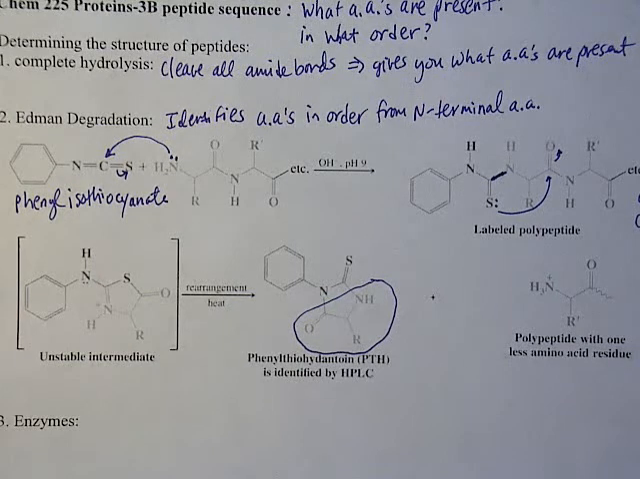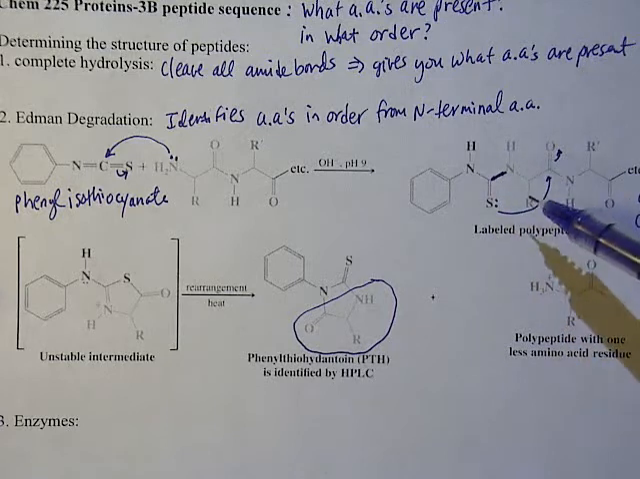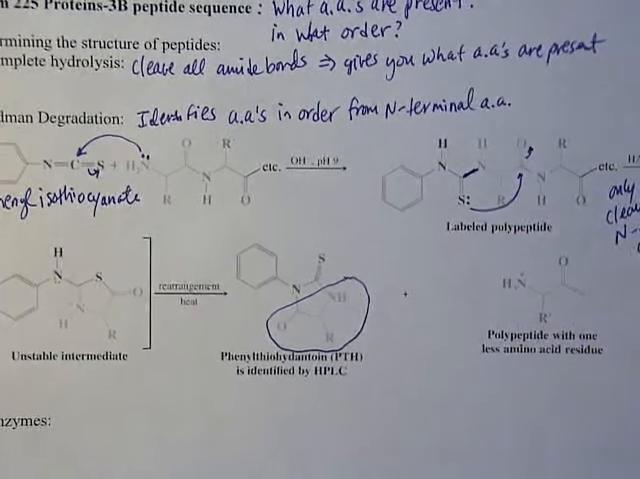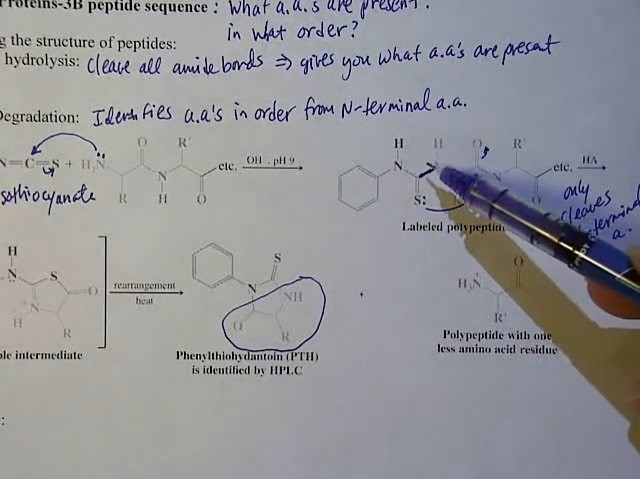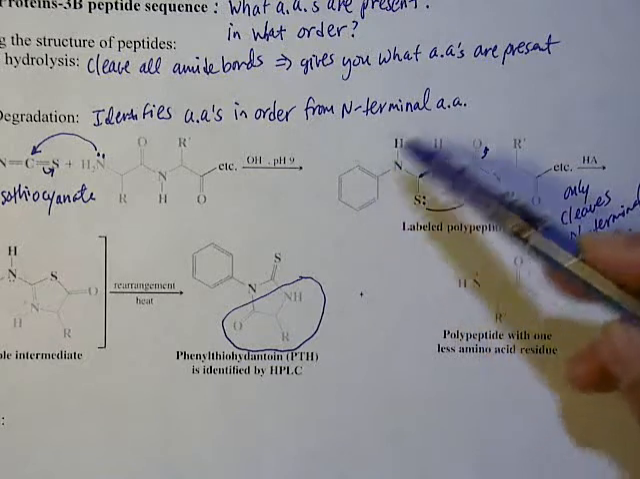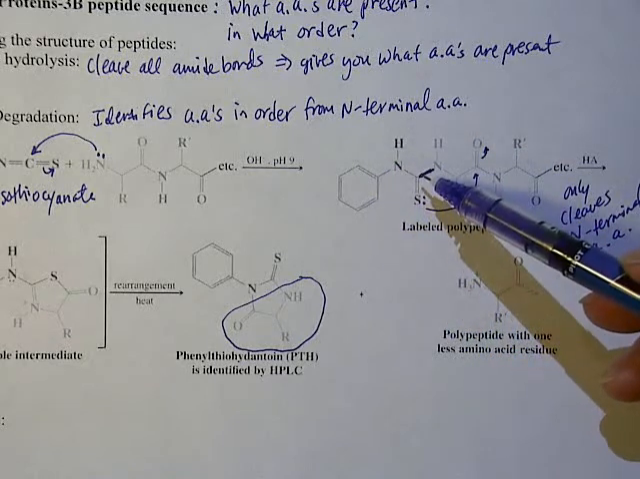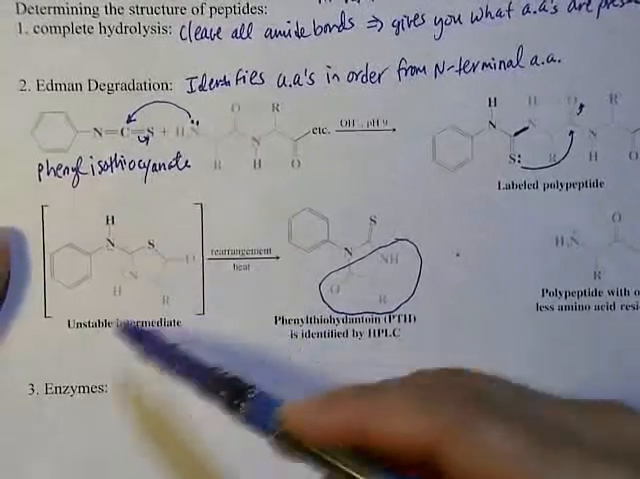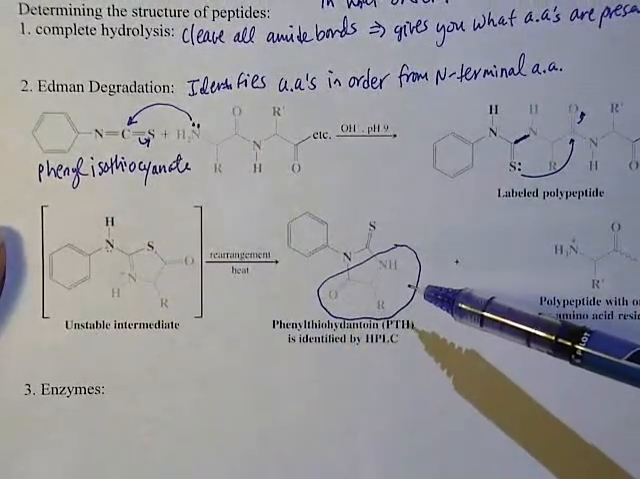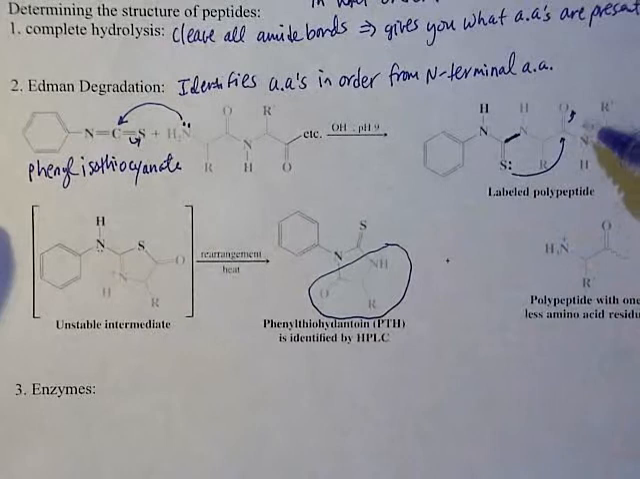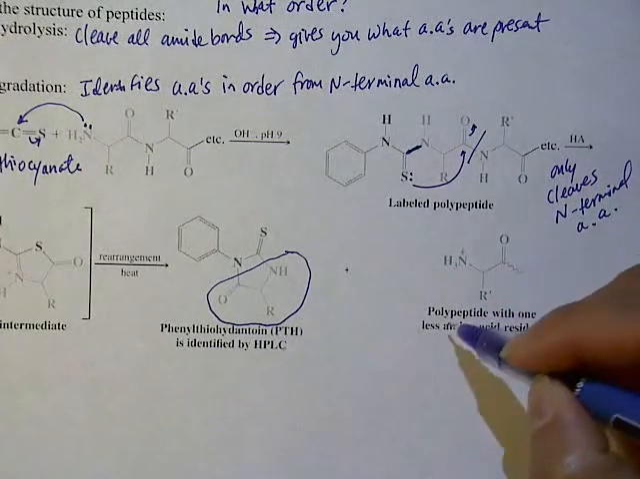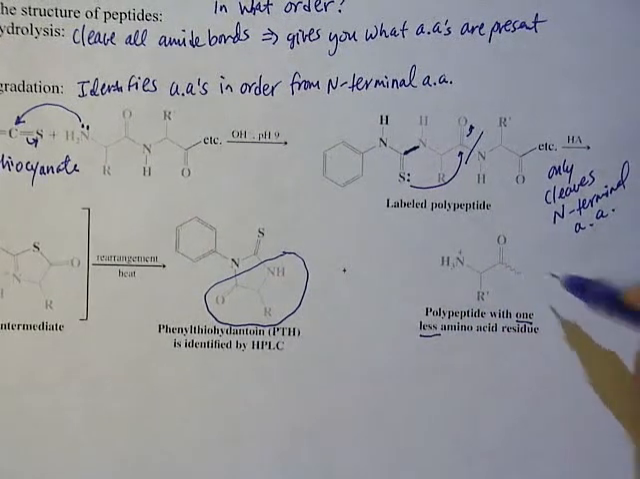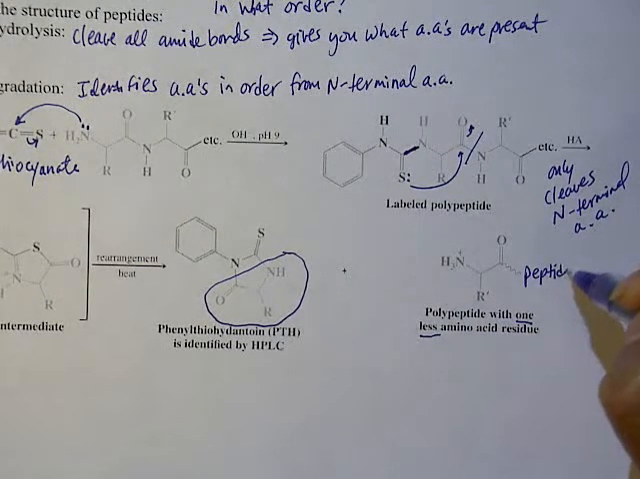I'm not having you be responsible for the mechanism, but I just want you to know that the phenyl isothiocyanate basically labels the N-terminal amino acid. This condition in which it cleaves will only happen to that amino acid that got this phenyl isothiocyanate attached to it, because it forms this 5-member ring, and while it's forming the 5-member ring, that's how it cleaves this off, and this becomes a leaving group over here, and that leaving group is basically one less amino acid, and the rest of the peptide is attached to this.